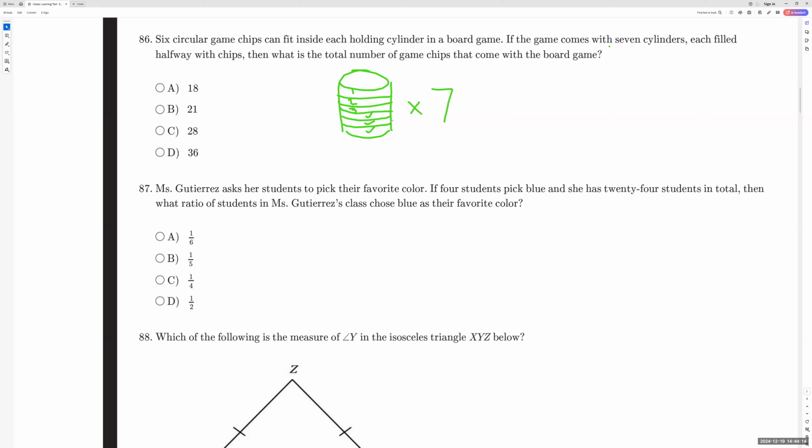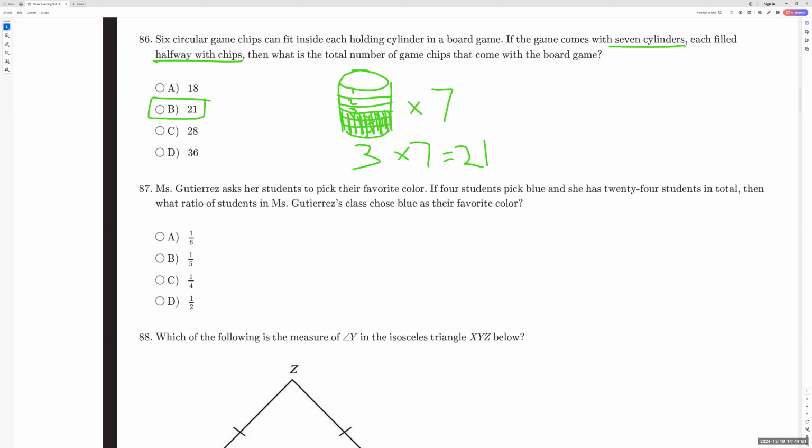There are 7 cylinders. Okay, each filled halfway. So we don't need all 6 chips, only half of them, which is obviously 3. So they come half empty or half full, depending if you're a half empty person or a half full or both, or it's always filled, half with chips, half with air. Anyway, these are 3 chips and there are 7 cylinders, so 3 times 7 is 21. Answer B.